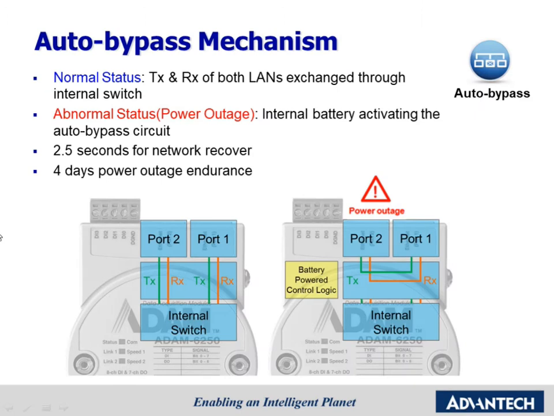Let's see how the auto bypass function works. When it's in normal status, port 1 and port 2 connect to an internal switch. When there is a power outage, TX and RX of these 2 ports will connect together automatically. That's how ADAM prevents communication being interrupted. The auto bypass function can recover the network after 2.5 seconds, and it can stay for 4 days when there is a power outage. So users have time to replace the failure module during these 4 days.